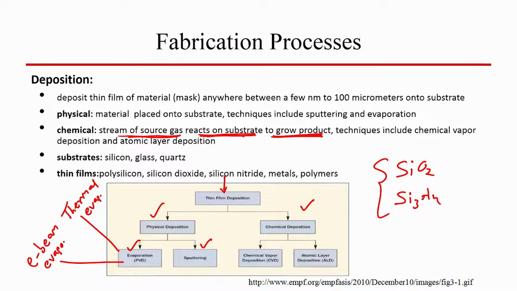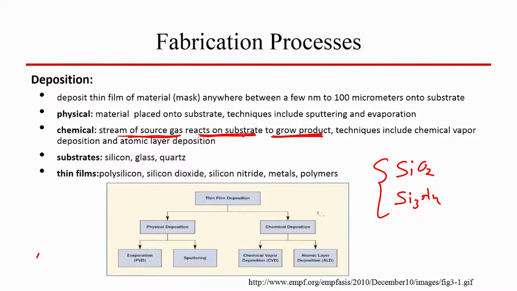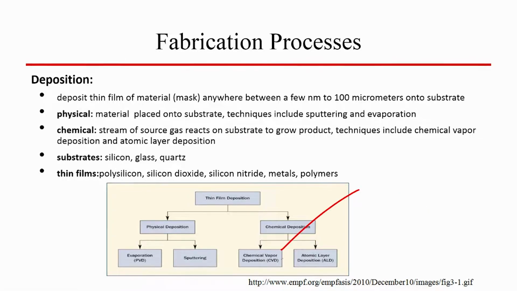Chemical techniques include chemical vapor deposition and atomic layer deposition. So, in chemical deposition you have chemical vapor deposition, called CVD, and atomic layer deposition, called ALD. And in CVD further, there is LPCVD and PECVD: low pressure chemical vapor deposition and plasma enhanced chemical vapor deposition.